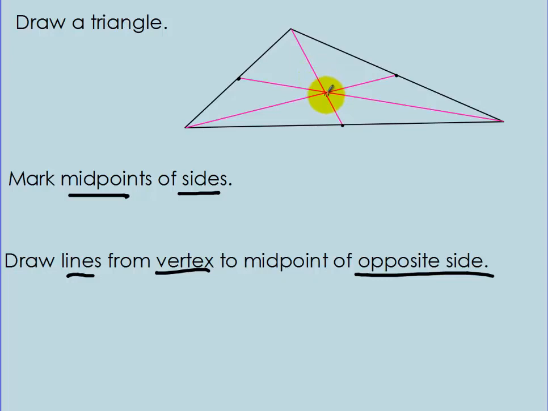They should all cross at one point, or be pretty close to that. If you're accurate, they should cross at one point. I'm pretty close to that, pretty accurate. But that's what it should look like, and your triangle might be a little different.